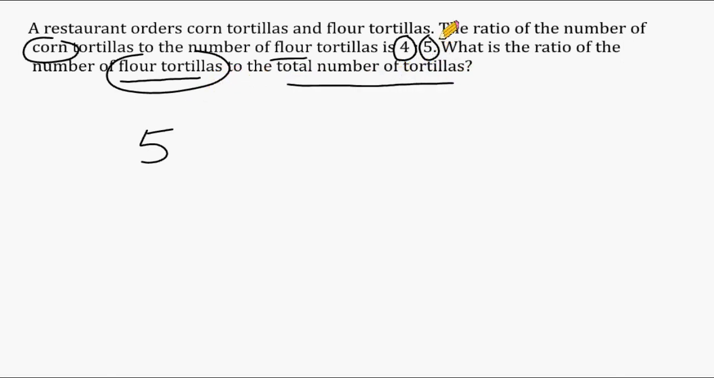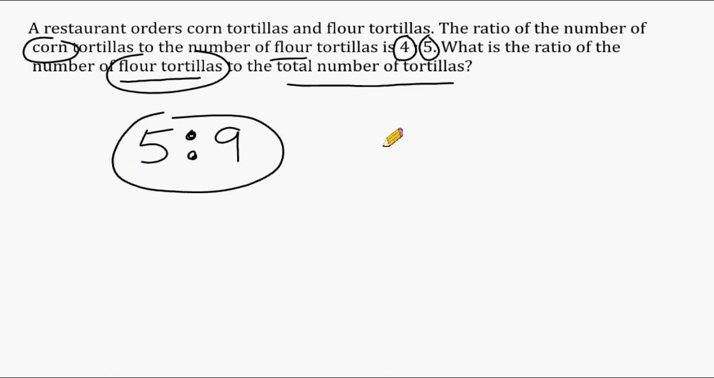So what we have to do is take 4 and 5, the amount of corn and flour, and add them together, and that would be 9. So the ratio of flour tortillas to the total number of tortillas would be 5 to 9. All right, let's do another example.